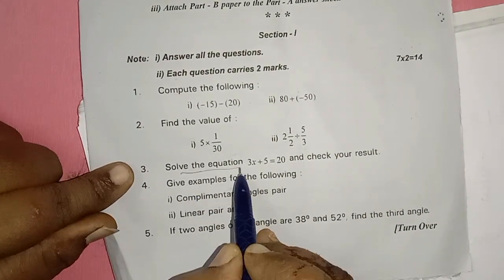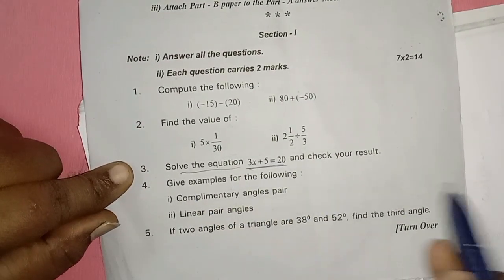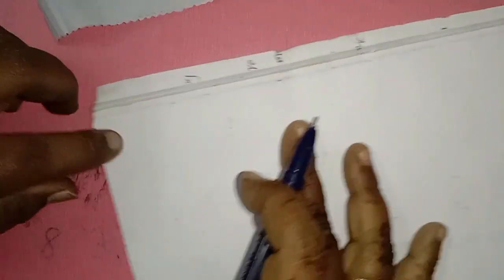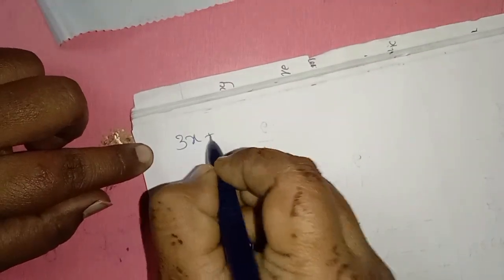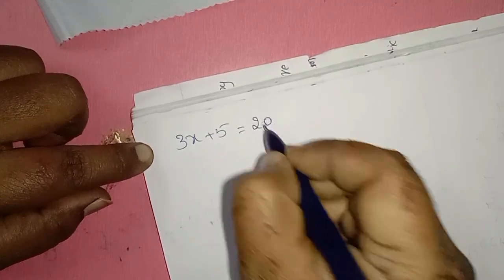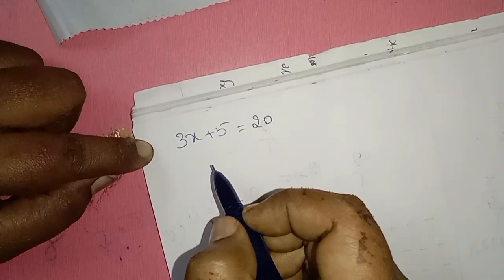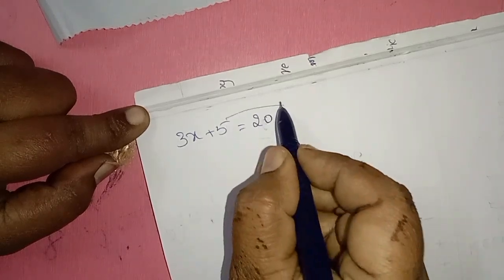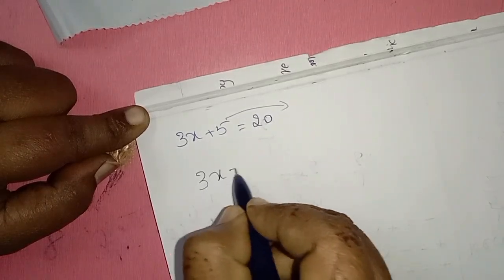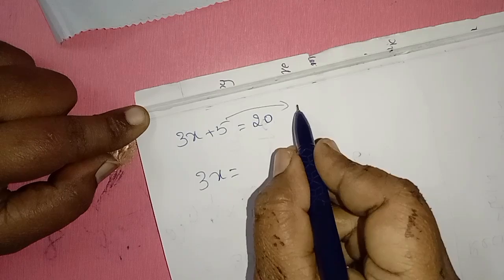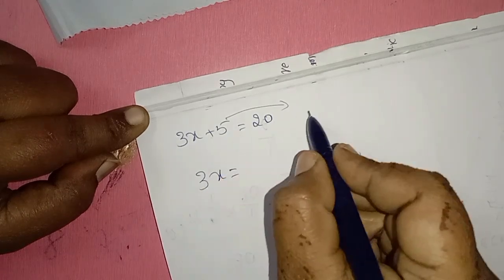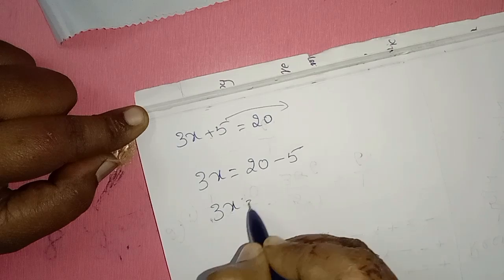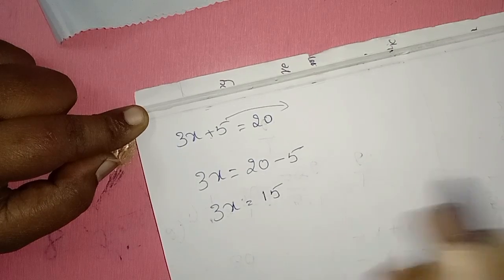Solve the equation 3x plus 5 equals 20 and check your result. Right? 3x plus 5 equals 20. Okay. So I am using the transposing method here. Now transpose 5 to that side. 3x will be here on the left side and 5 will transpose to the right side. Plus 5 becomes minus 5. 20 minus 5. 3x equals 15. 20 minus 5, 15. Right.